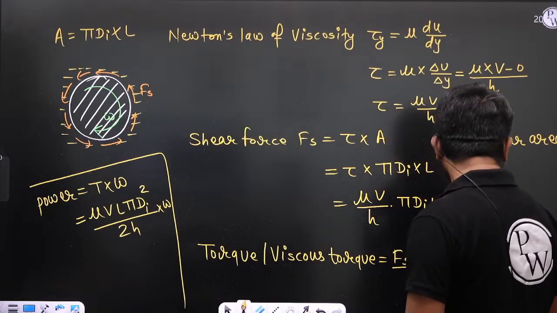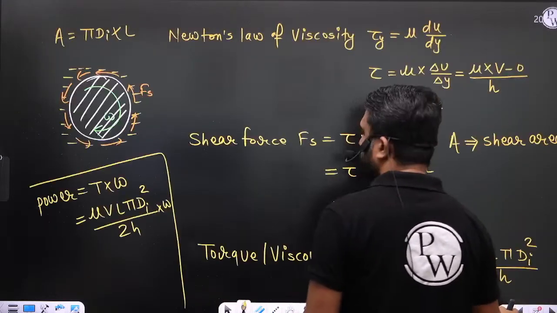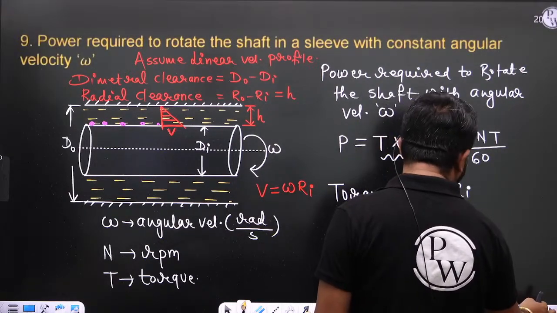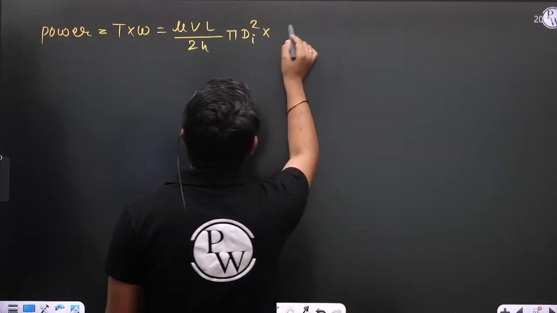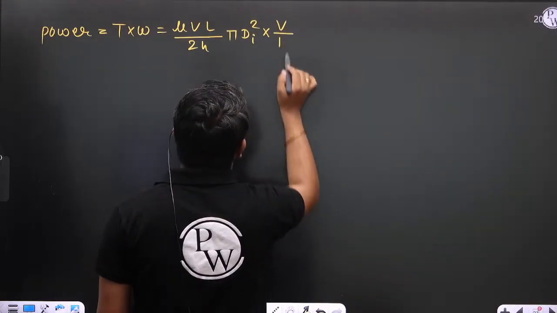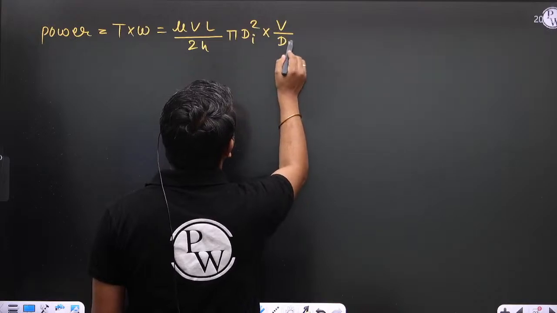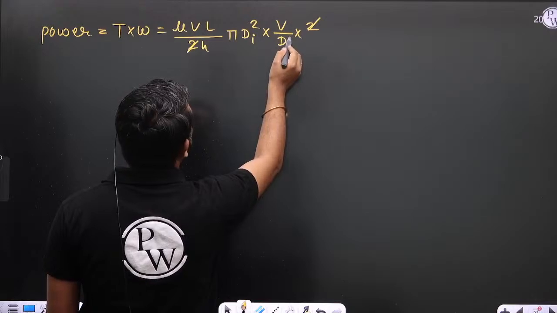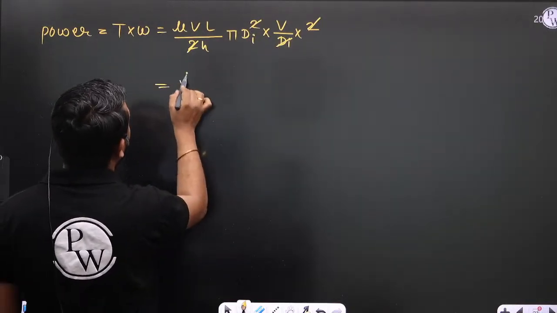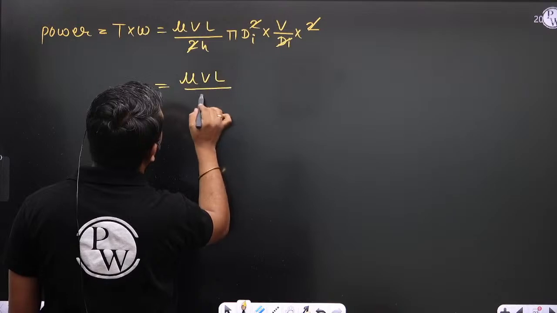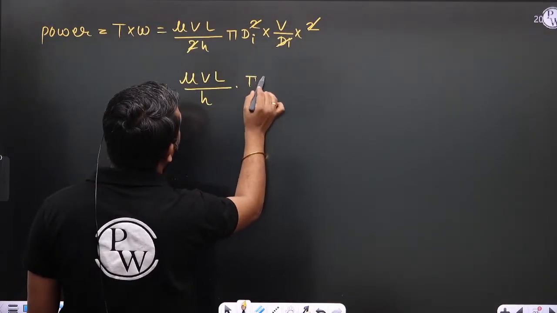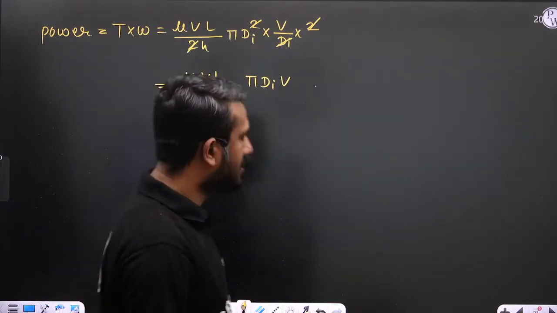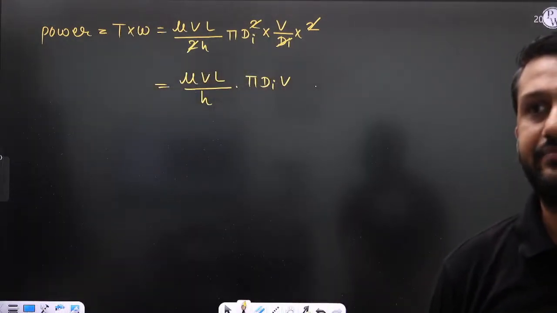And what is omega? Simply we can write V is equal to omega Ri. So omega is V by Ri, or V by Di by 2. So 2 and 2 cancel out, Di and Di cancel out. Ultimately what you are getting is mu V L by h into pi Di. This is the power which is required to rotate the shaft.